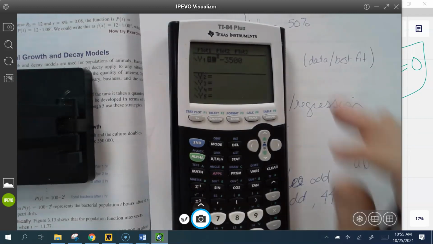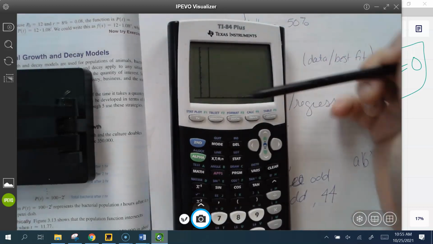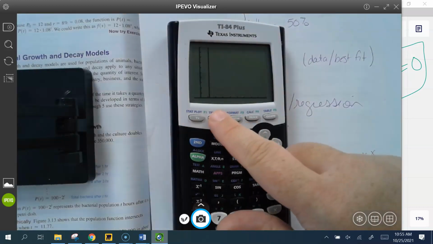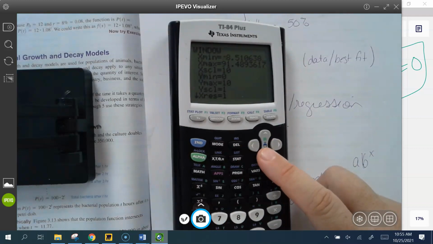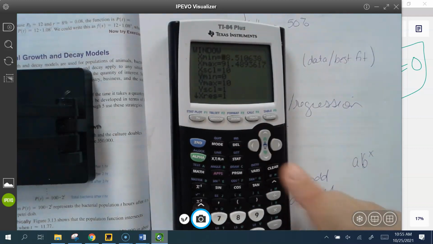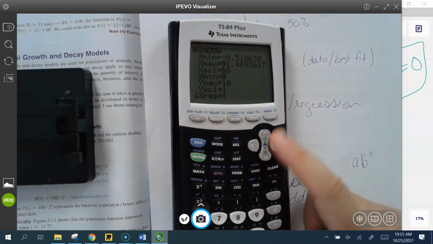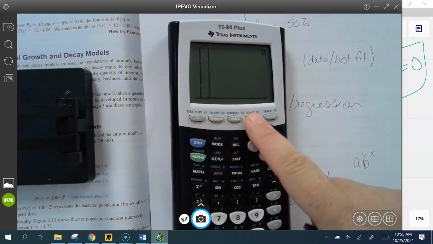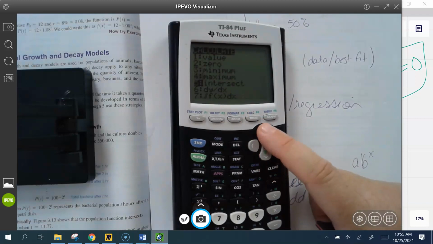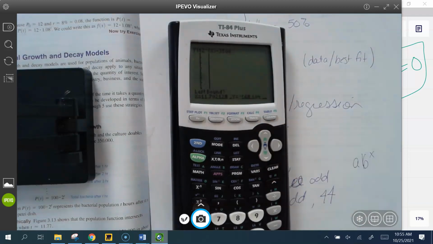Okay. And now I want to make sure that I can see the piece of the graph I need to see. So I go into Window and do some adjusting here. And then I want to second trace and find that 0. And when you find that 0, remember you have to go to the left of the 0, and then you have to go to the right of the 0, and then you hit Enter to find that value.